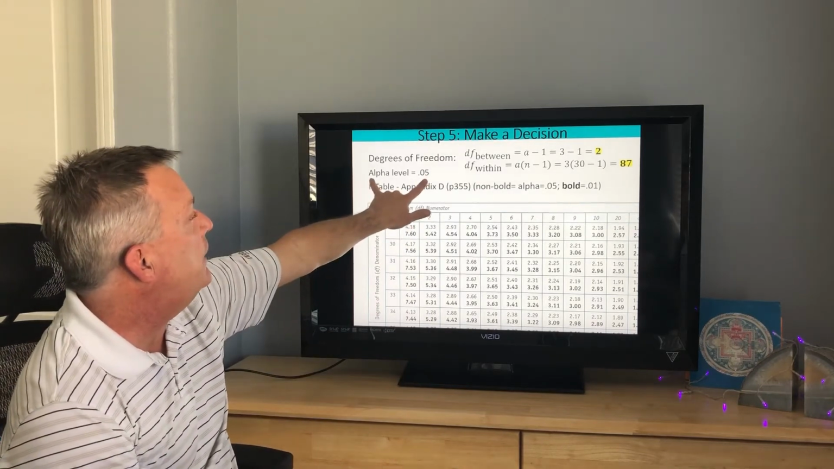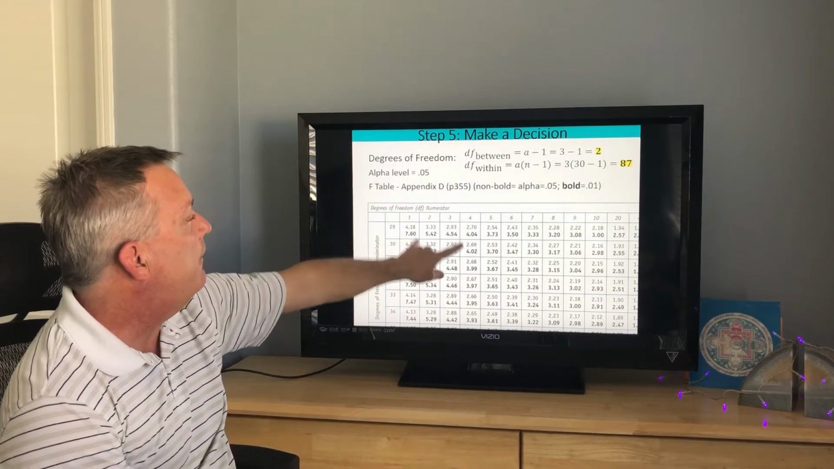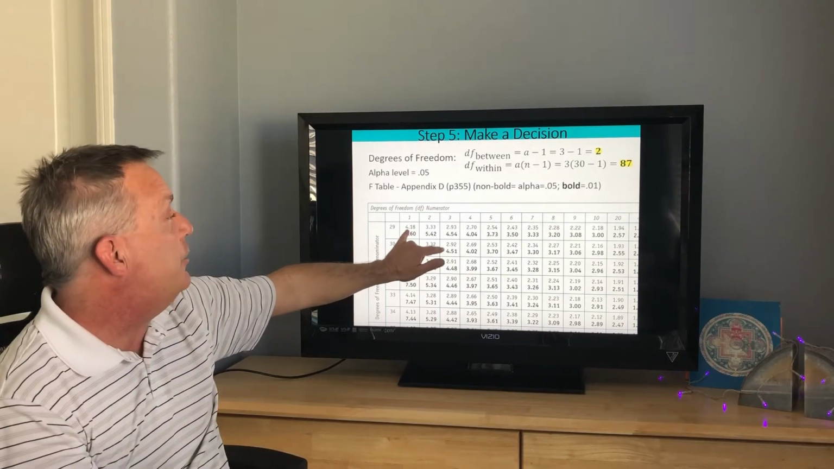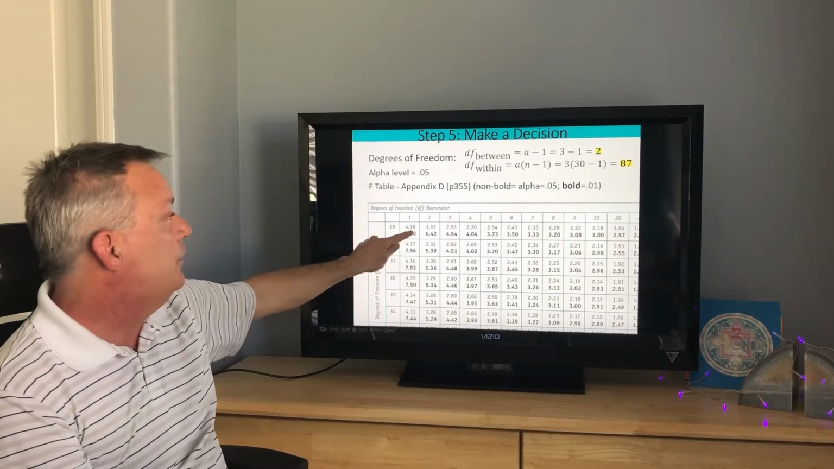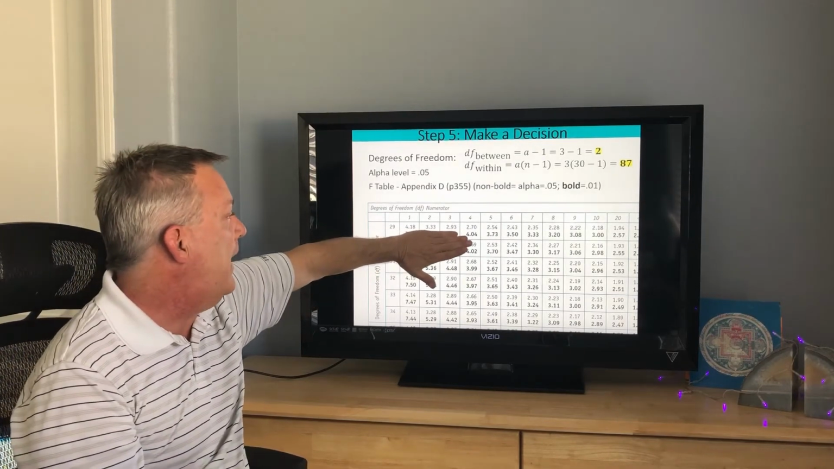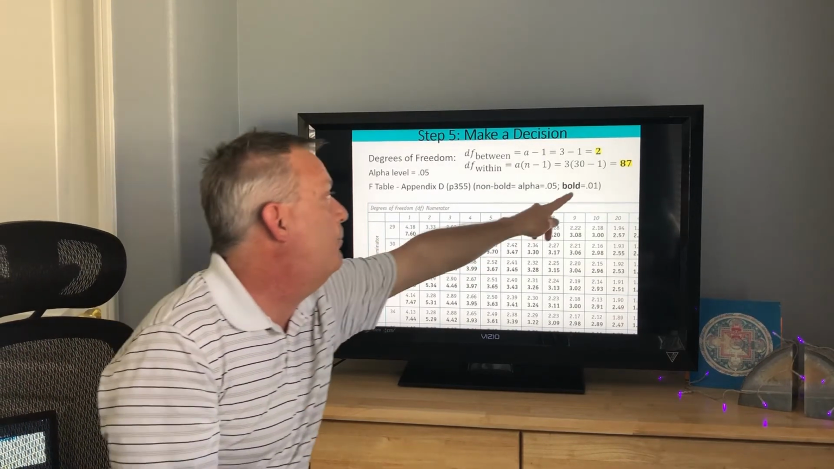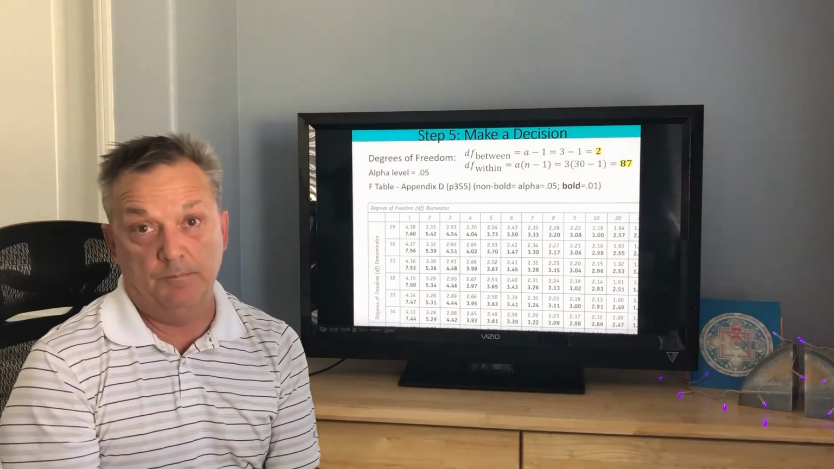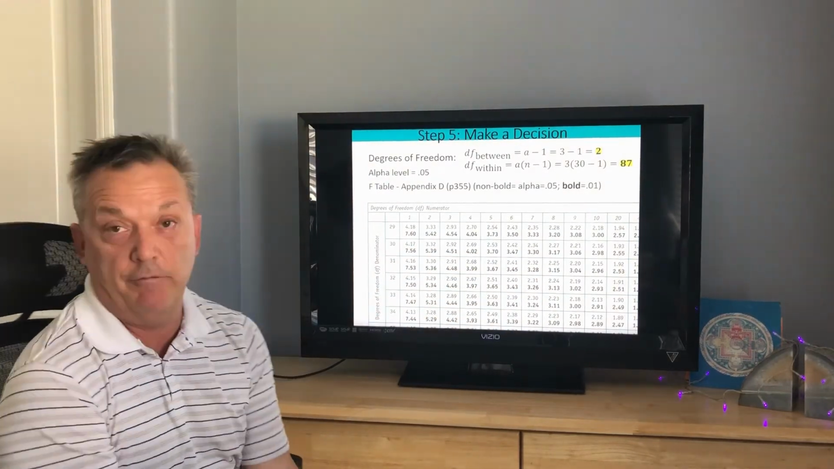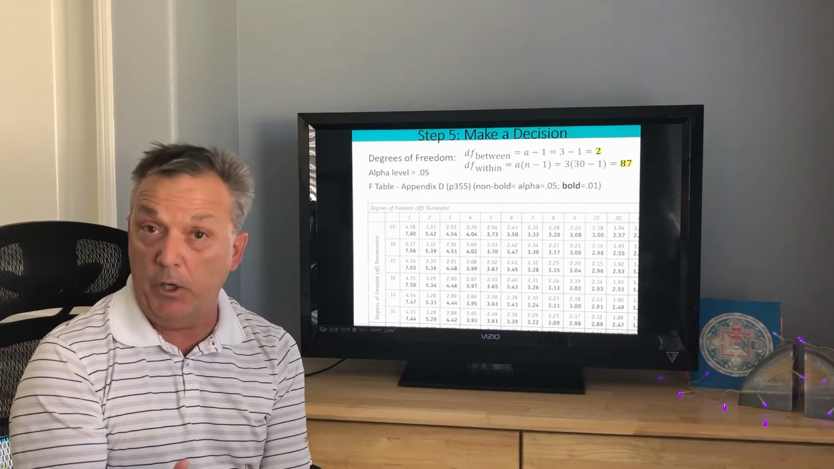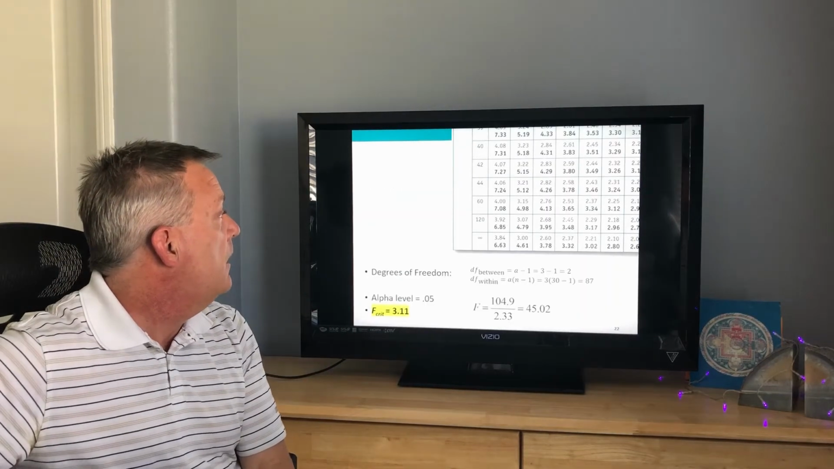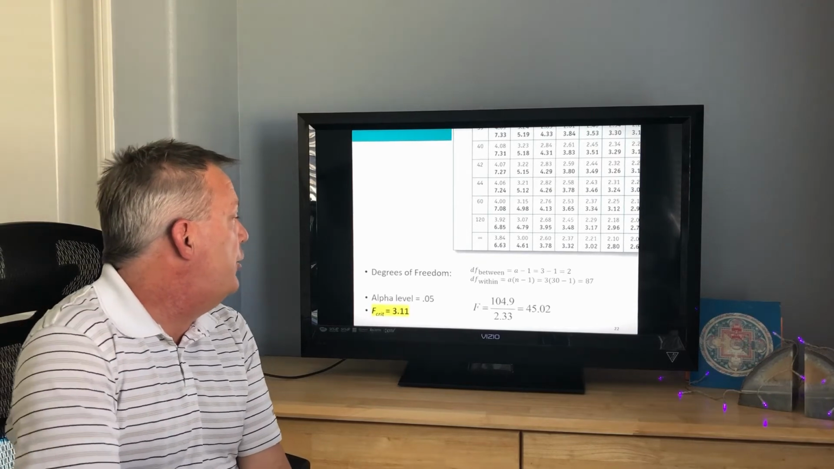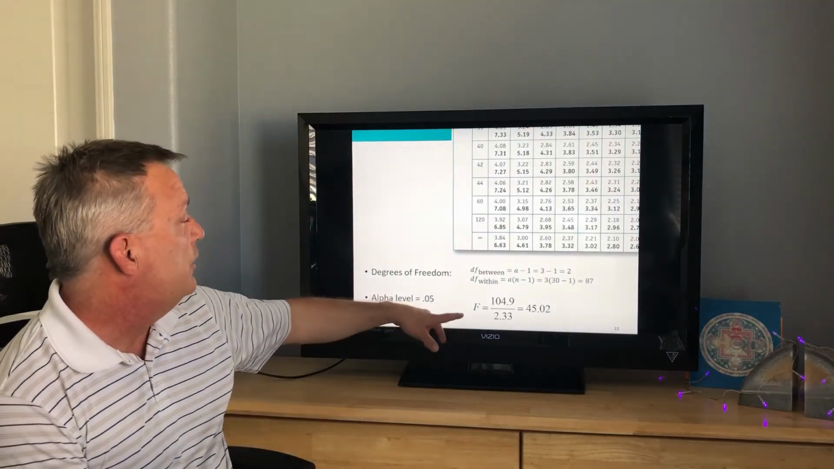Your alpha level is 0.05. And note that they give you two values. They give you the value for 0.05, which is non-bold. So those are the ones that we're going to look at. The bold ones are 0.01. But we're looking at the F critical value for 0.05, which is the non-bold. And we have enough information to figure all that out.